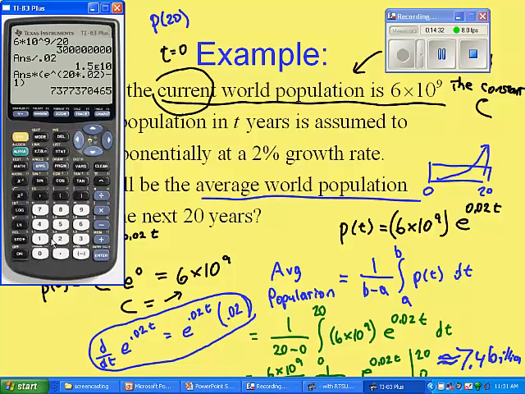So what would it be? Where is my P of t? There it is. So 6 times 10 to the 9th times e to the 0.02 times 20. So that function. Okay. See that? So in 20 years, this says that the population is going to be, if you put your commas in the right place, 8.9, almost 9 billion in 20 years. And that's realistic. Does that make sense?